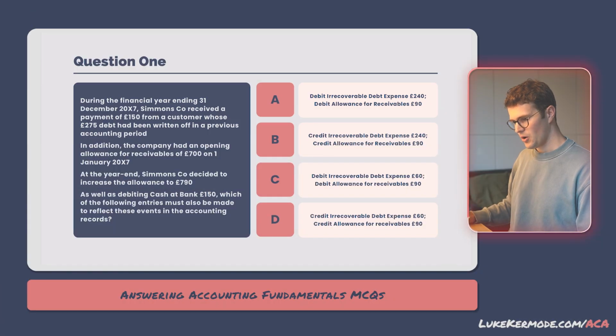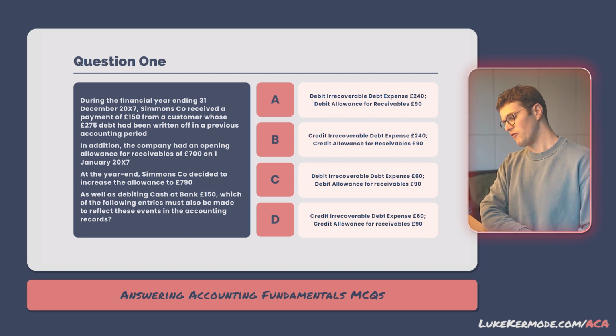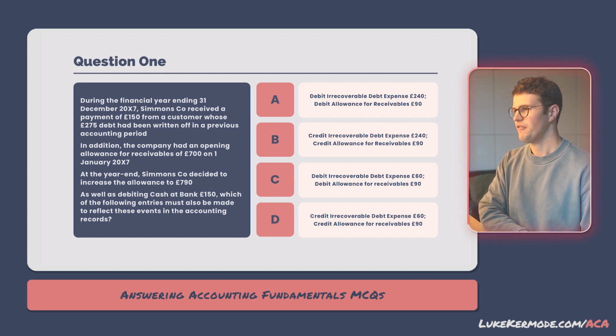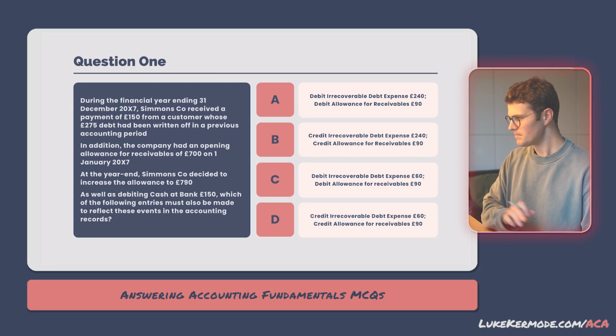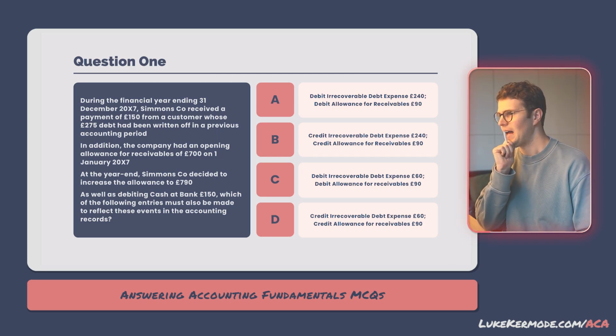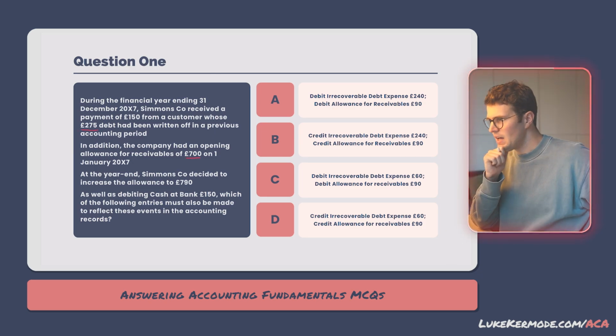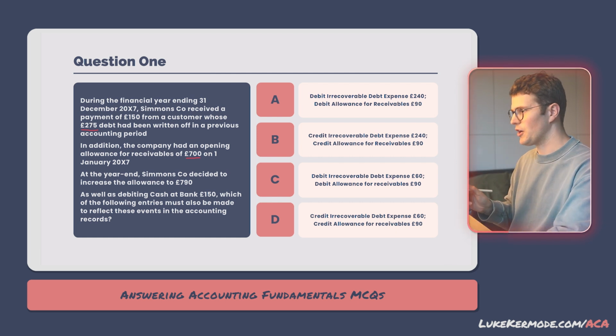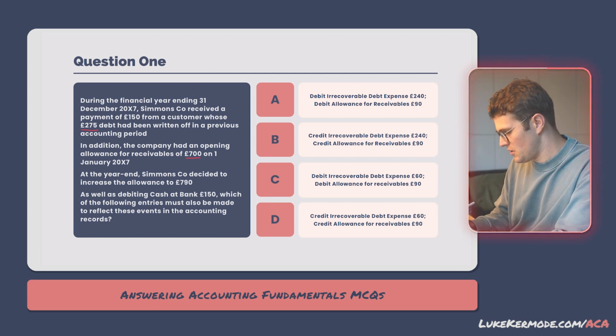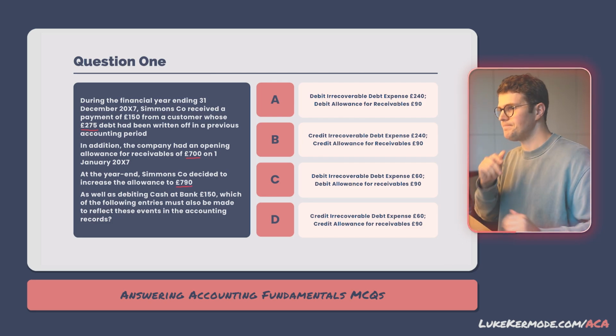Okay, so let's start with question 1. This is an irrecoverable debts question. So we're told that during the financial year ending 31st of December 2007, Simmons Co. received a payment of £150 from a customer whose £275 debt had been written off in a previous accounting period. In addition, the company had an opening allowance for receivables of £700 on the 1st of January 2007. And we're told that at the year end, Simmons Co. decided to increase the allowance for receivables to £790.